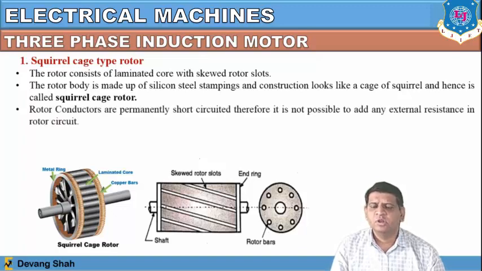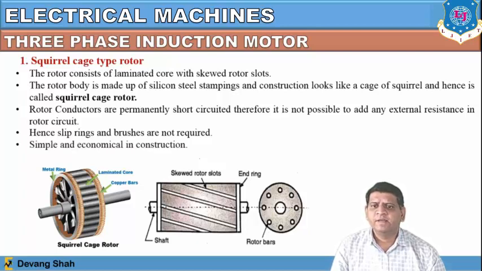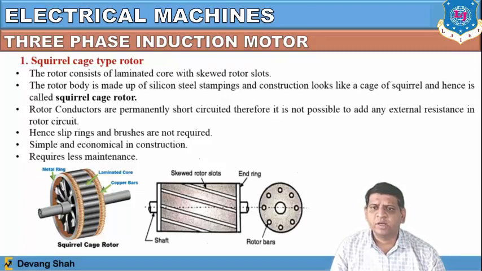So the rotor conductors are permanently short circuited. Therefore it is not possible to add external resistance in this rotor circuit. So these are short circuited, and no external resistance can be accommodated here. Hence slip rings and brushes are not required here, and it is simple and economic in construction. Now this requires less maintenance. So this is one type of rotor which we define as a squirrel cage.